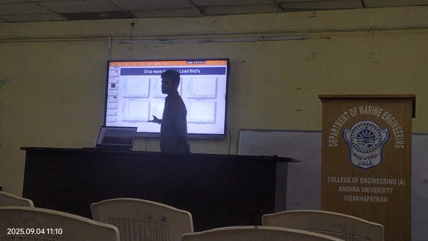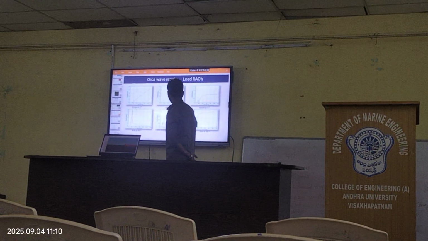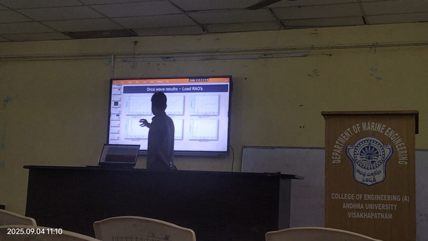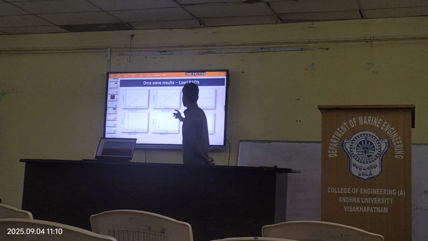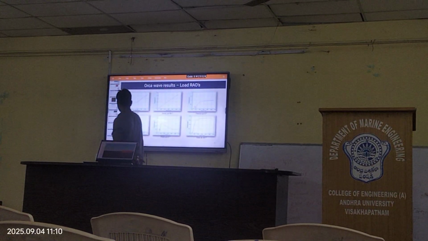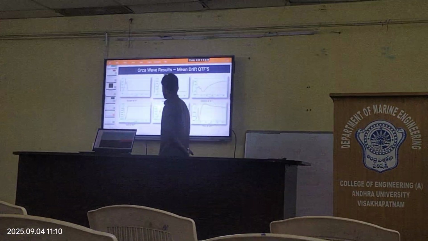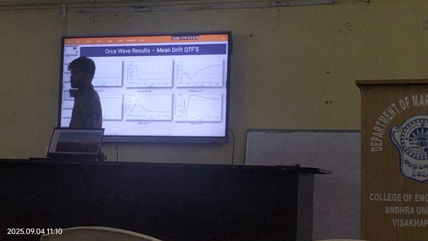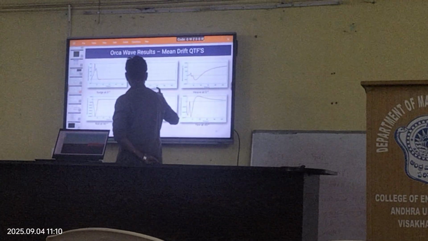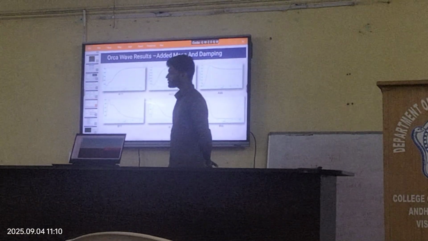And these are the OrcaWave results, which are RAOs, load RAOs. Here I have depicted only the load RAOs. There are maximum positions at 0 degrees for surge, heave, and pitch, 90 degrees for sway and roll, and 45 degrees for yaw. It is the same for QTFs, quadratic transfer functions, which give us slow drift angles and slow drift values, where surge and sway are depicted. And these are the added mass and damping values.